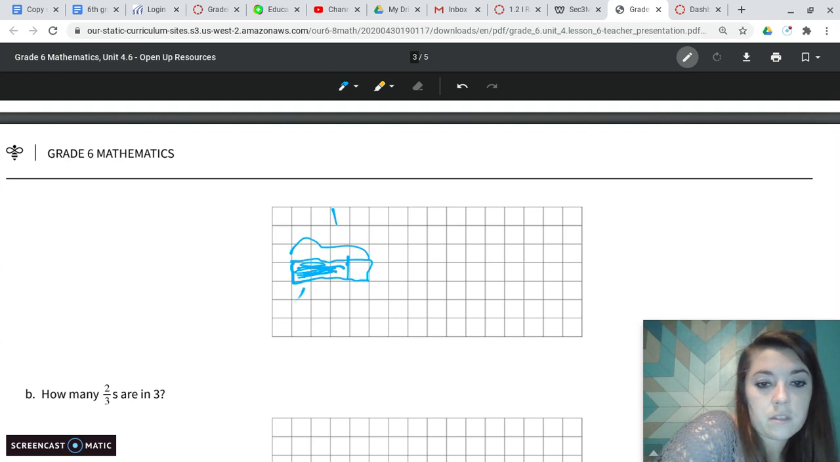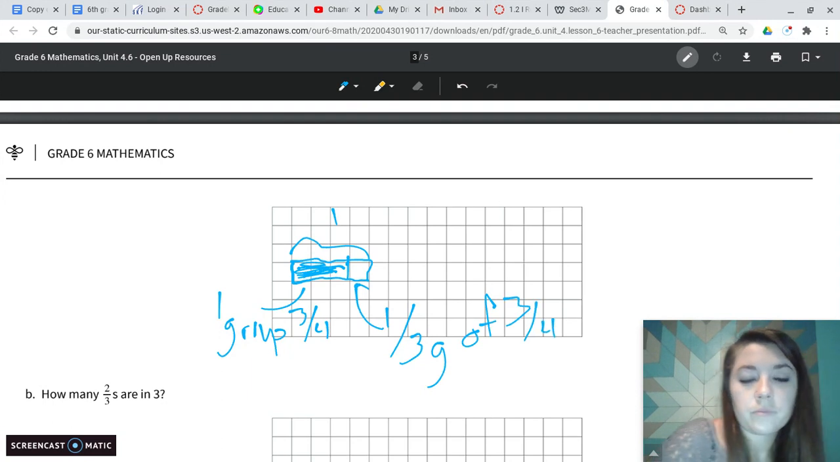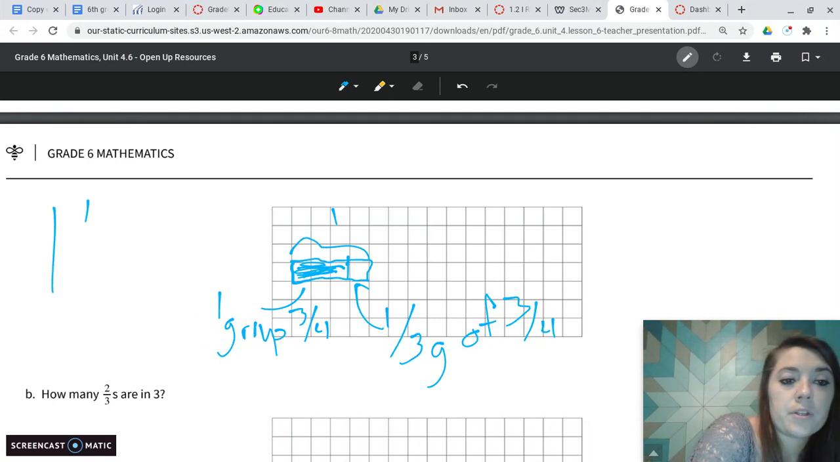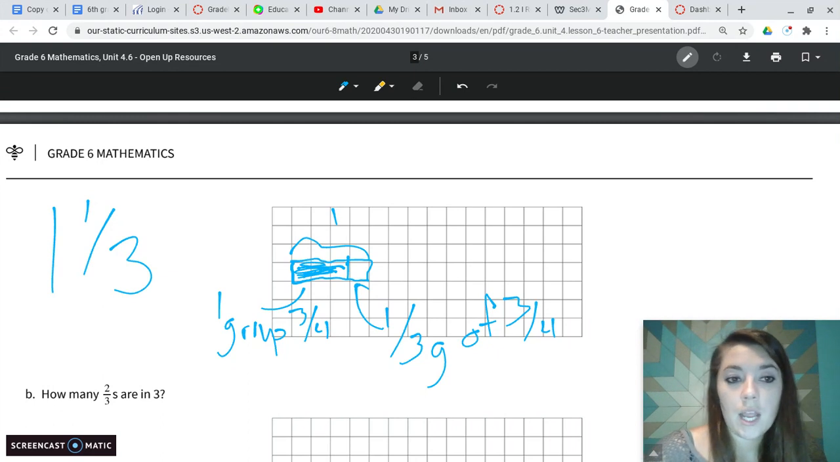So this is one group of 3/4, and this is 1/3 group of 3/4. So with that being said, we have one whole group and we have a third of a group. So our answer to how many 3/4 are in 1 is 1 and 1/3.